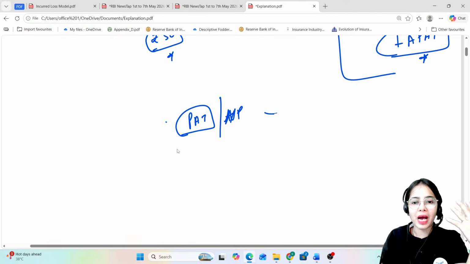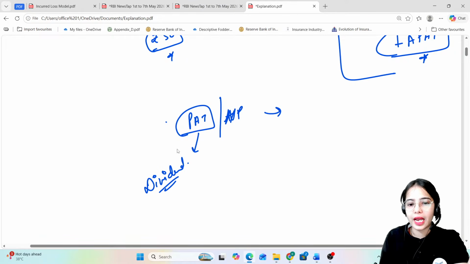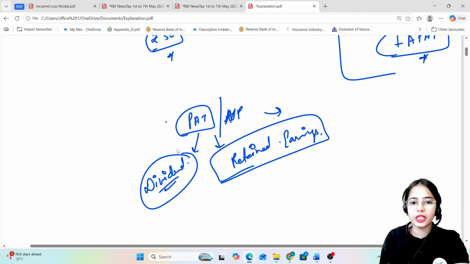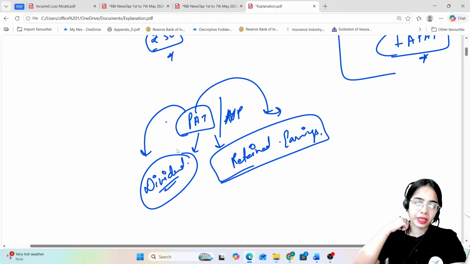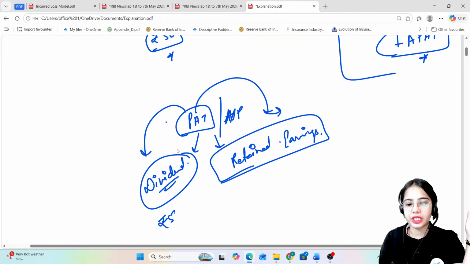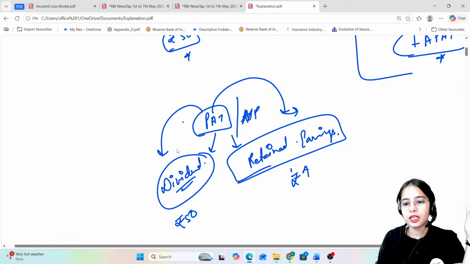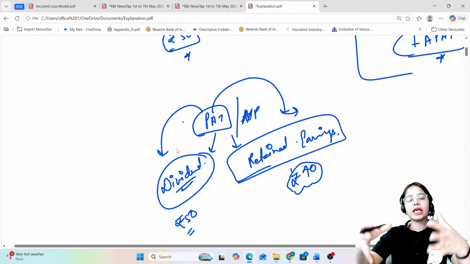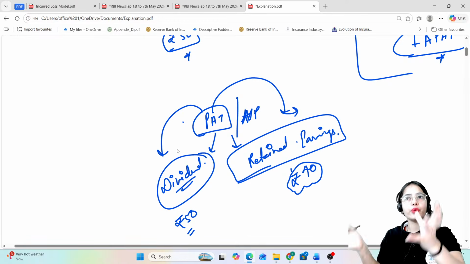So if the bank is earning the profit, the bank wants to pay its shareholders also. So the bank is paying the dividend. And whatever is left after paying the dividend is the retained earnings. Okay? So from the profit after tax, the bank is paying the dividend and keeping the retained earnings. Let's say dividend is rupees 50, retained earnings is rupees 40, because the bank wants to pay well to its shareholders to show the other investors in the market to invest in the bank.